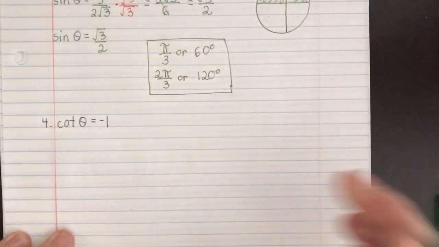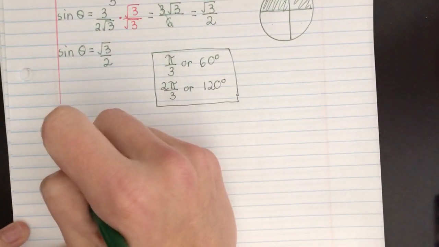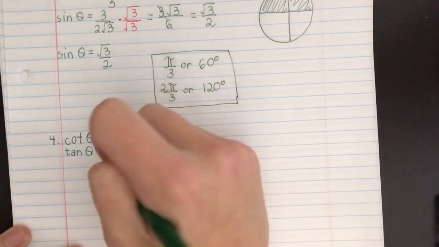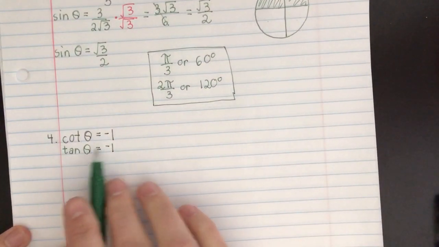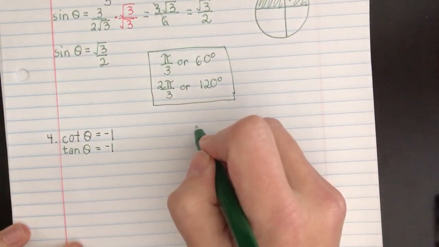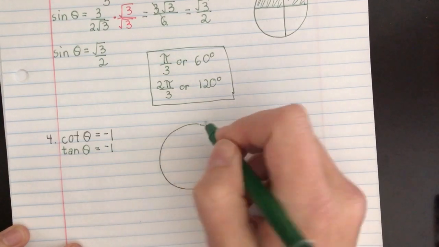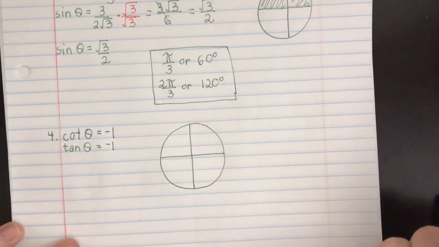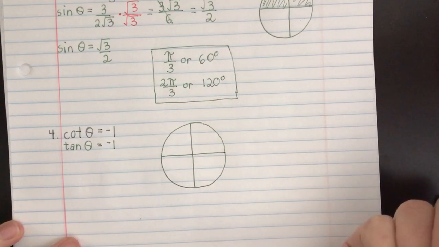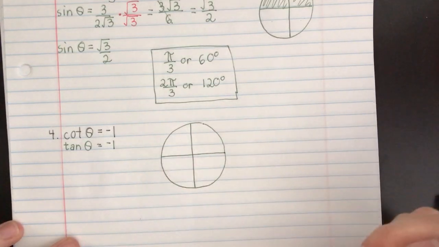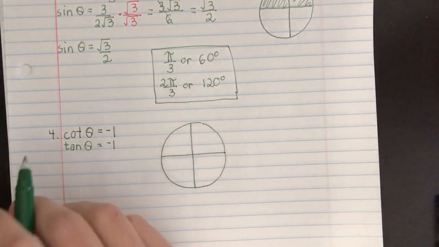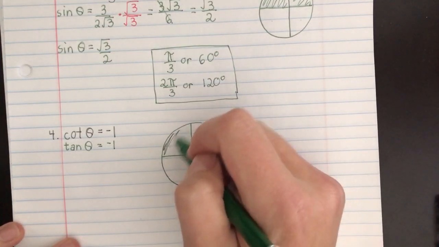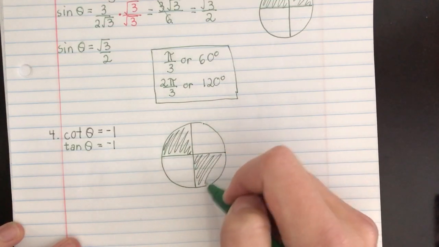Cotangent of theta equals -1. Cotangent is the reciprocal of tangent, but the reciprocal of -1 is still -1. So tangent of theta equals -1. Again, let's first think about what quadrants we're talking. Tangent is y over x, so y over x has to be negative. That means one of each has to be negative, so either x is negative or y is negative, but not both. That would be in this quadrant or this quadrant.